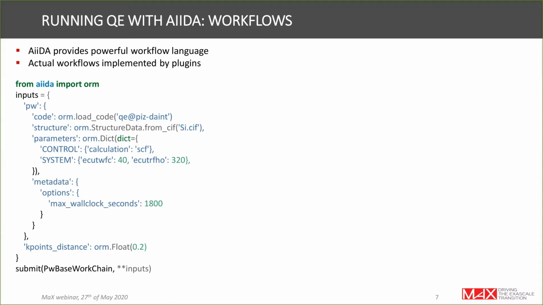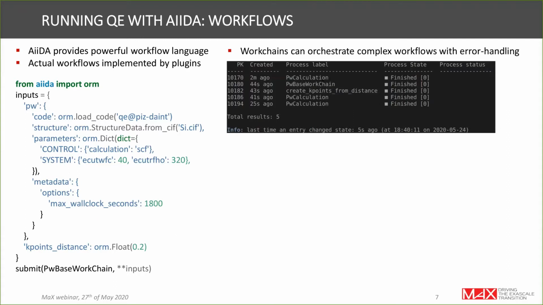So the Quantum Espresso plugin provides the PwBaseWorkChain, which is a simple workflow that wraps around the pw.x executable and adds a lot of functionality over the normal calculation. For example, you see here that instead of specifying an explicit k-points mesh, I just provide a distance. If we now execute it, we can also see that the base workchain consists of multiple steps.